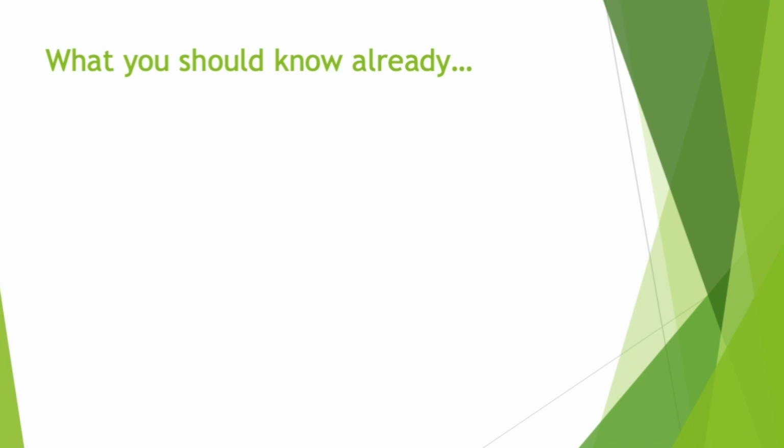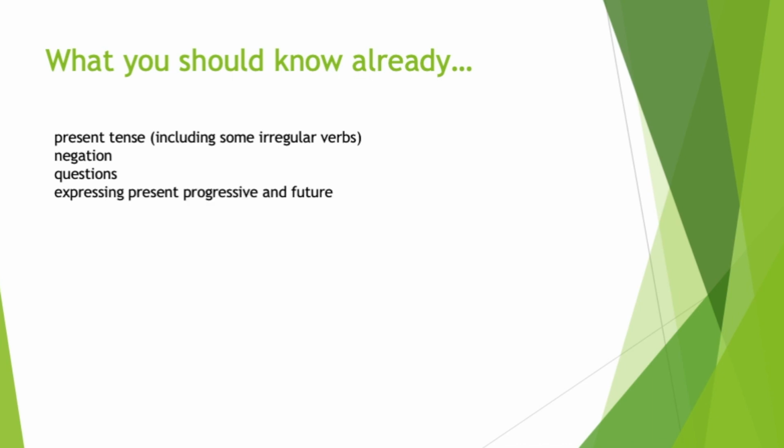In the last two videos, we learned how to use verbs in the present tense, how to make negative sentences like I don't know or I never swim, how to ask questions, and how to express the present progressive and the future by just using the present tense only. If you don't know how to do some of these things, please watch the other videos first. They're full lessons that will prepare you for this one.